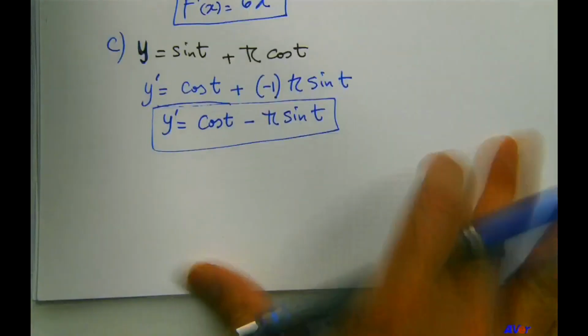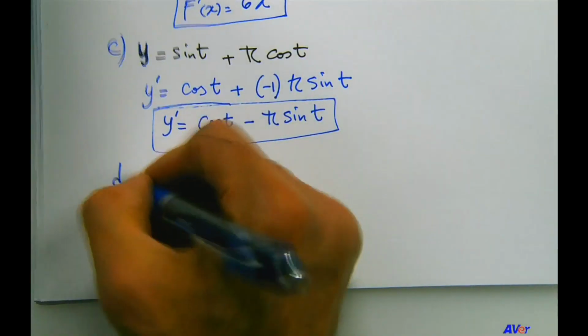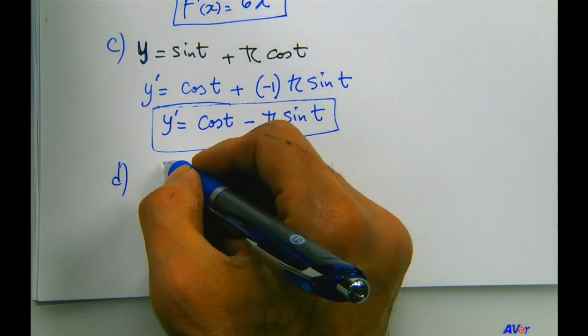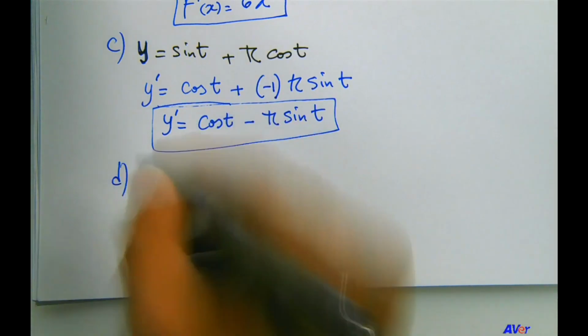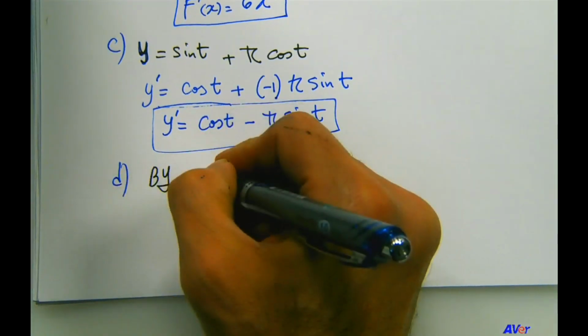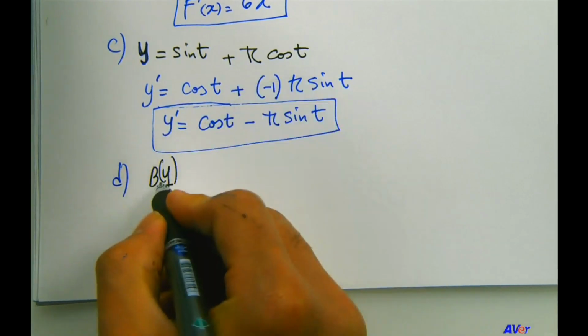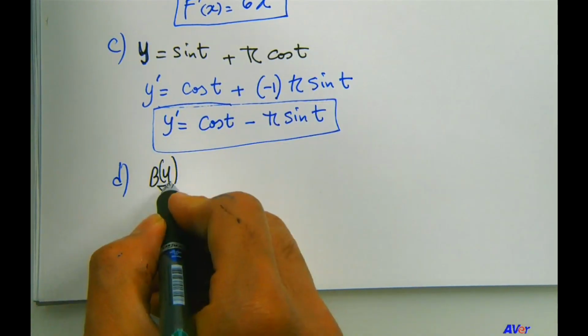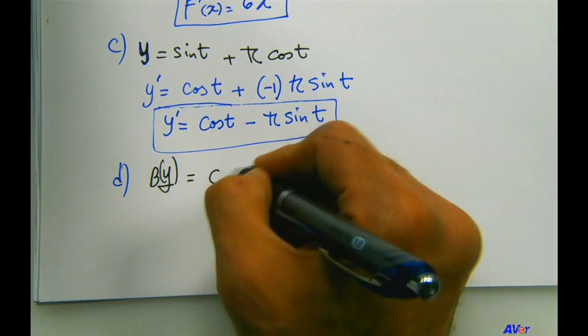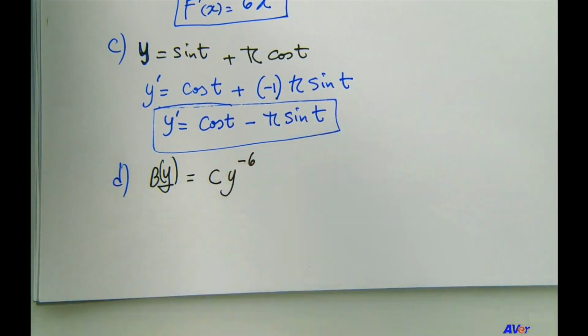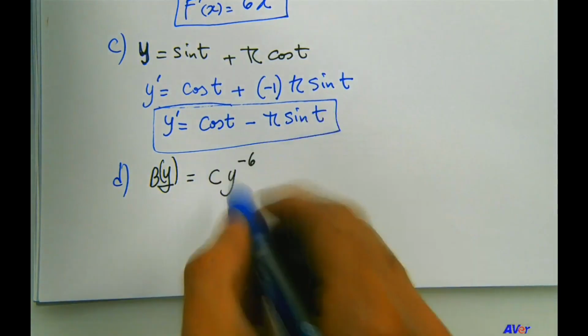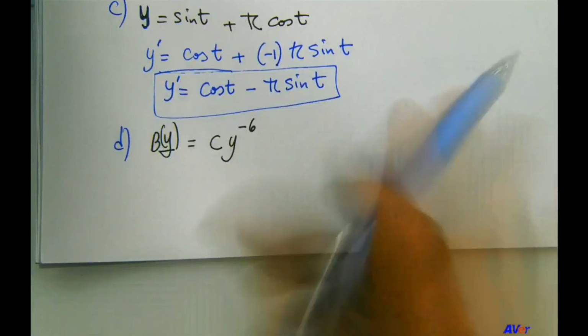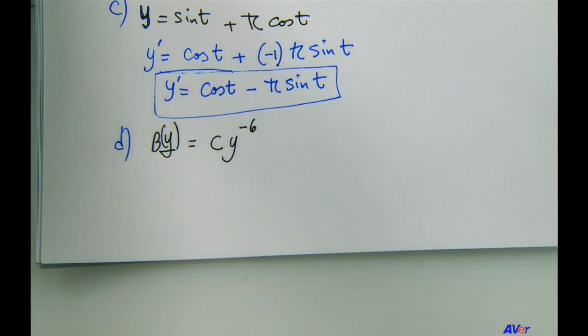Okay, so in the next example, suppose we have b as a function of variable y equal to c y to the minus 6 power. So then, again, please pause the video, complete the solution on your own, and then come back to the video. I hope that you're doing that.